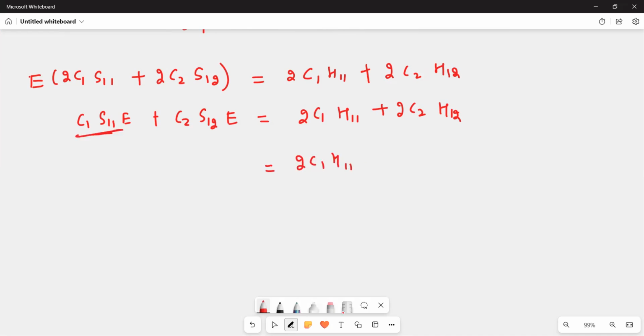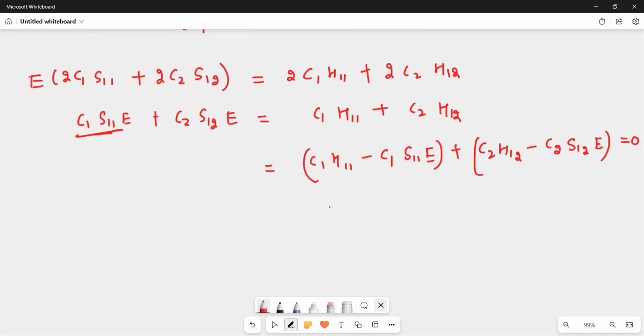No need to write 2 because we have cancelled 2 already. So we have C1 H11 minus C1 S11E. Then we will shift the second term also, which is C2 S12E, and this whole equals 0.